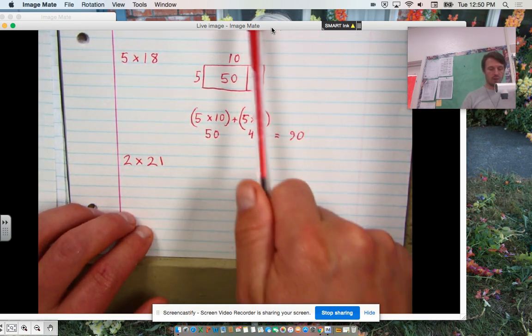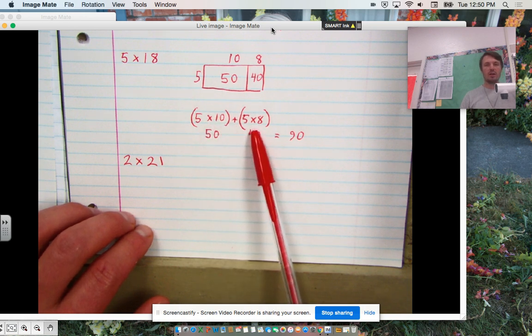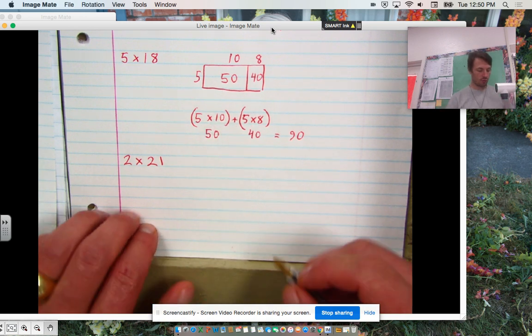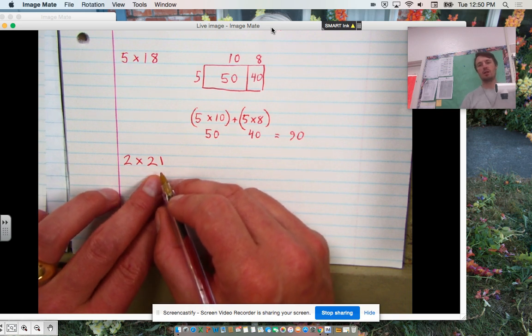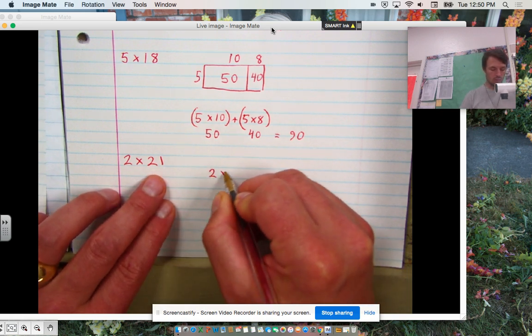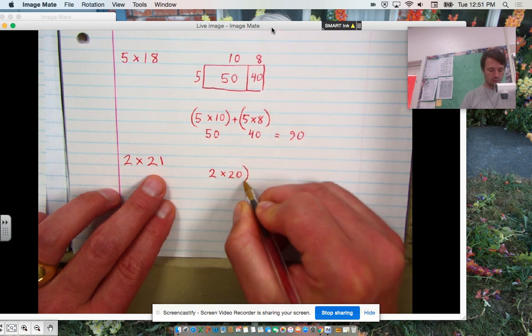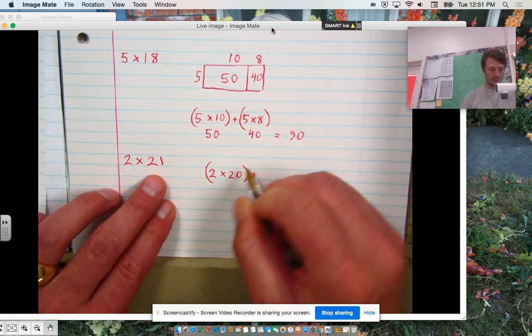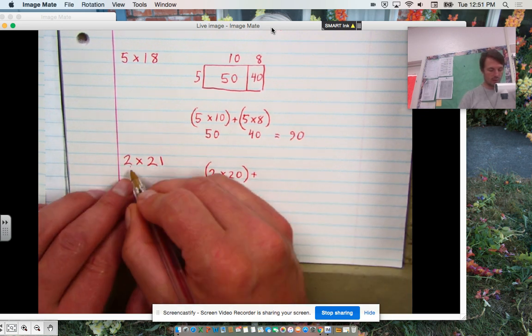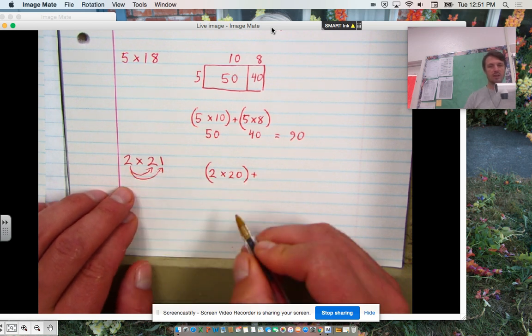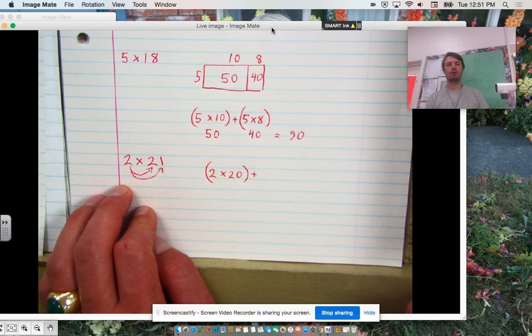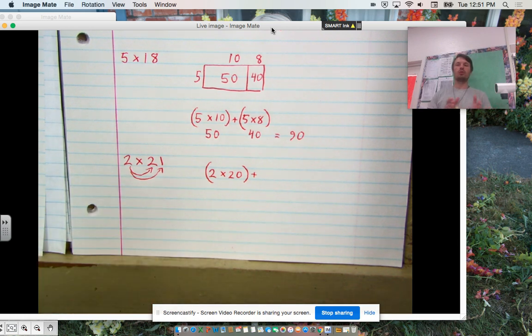Let's start with the way of writing it as an expression first this time. We'd separate 21 into 20 and 1. So we'd do 2 times 20 in parentheses plus 2 times 1. See how the 2 distributes to the 20 and the 1. That's why it's called the distributive property. You distribute the 2 into both parts.